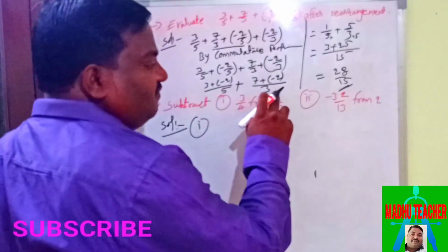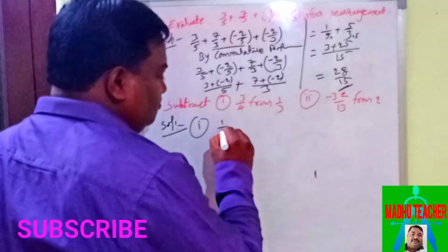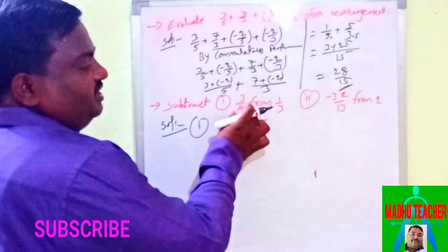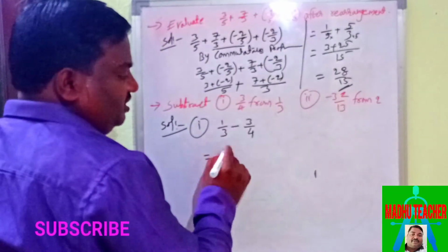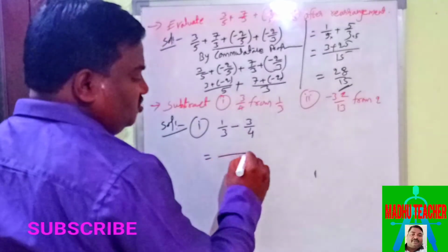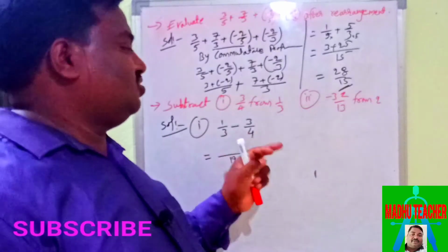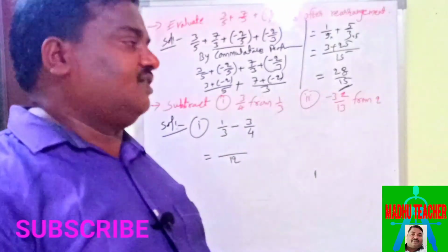Subtract 3 by 4 from this. So that you have to write first. Minus 3 by 4. Subtracting this from this. So here 3 and 4 LCM is 12. Their product is the LCM because there is no common factor to 3 and 4.